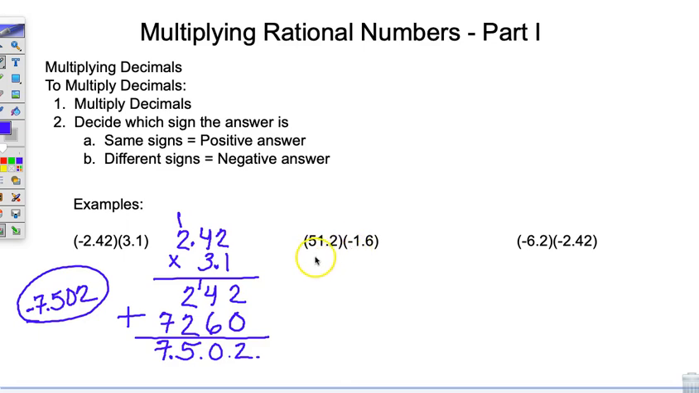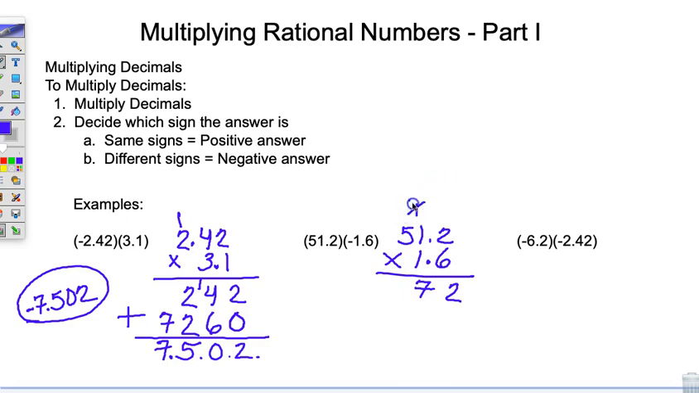In the second example, we have a number that has 3 digits while this one has only 2. So we're going to place the 51.2 on top because it has the most digits, and 1.6 beneath it here, and we are multiplying. I already know that I'm going to have a negative answer because I have different signs here. And when we have different signs, it's always a negative answer. So let's start with the 6. 6 times 2 is 12. I'm going to carry the 1. 6 times 1 is 6, plus 1 is 7.